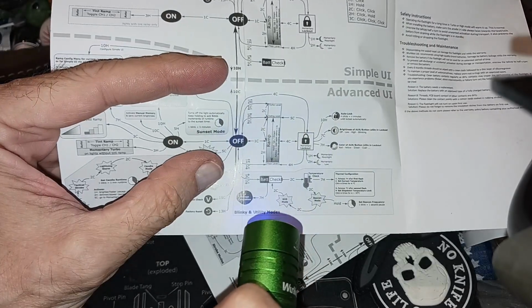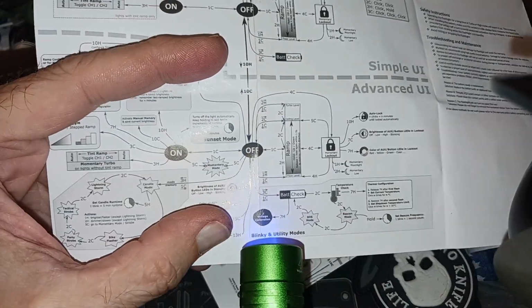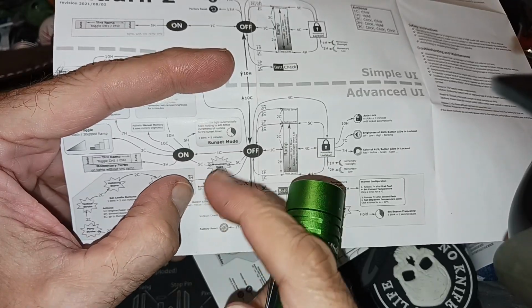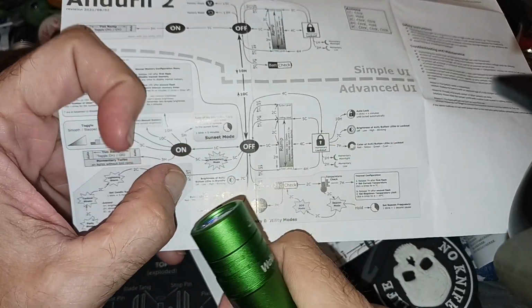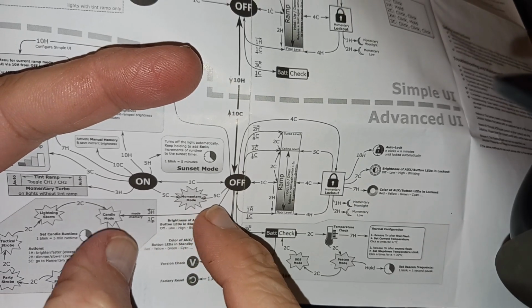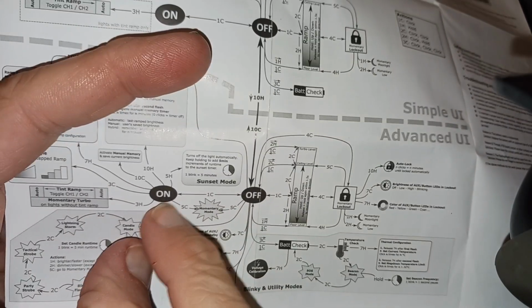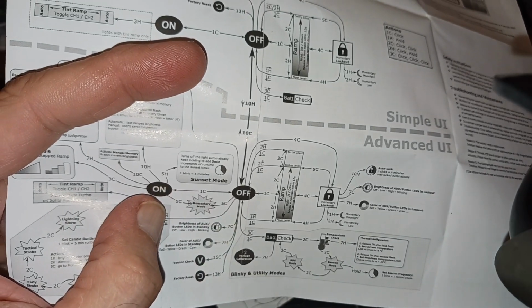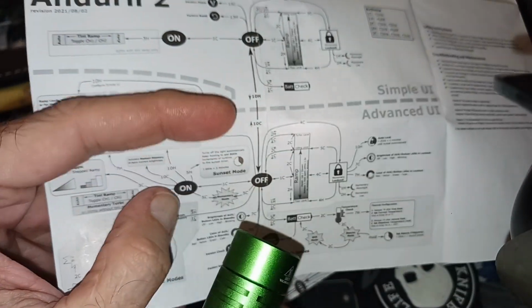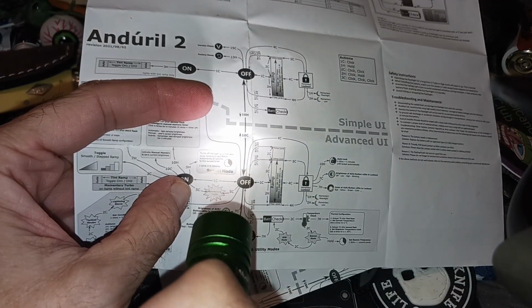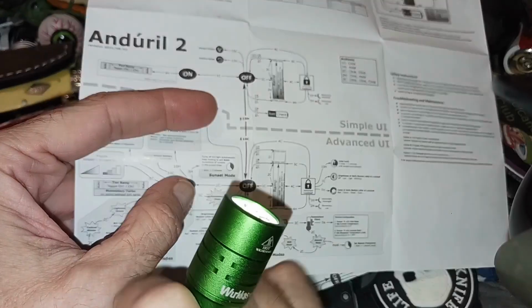From off, let's see. 5 clicks would be momentary mode. Don't do that one. The only way to turn that off is to disconnect the battery. Sometimes you get that by accident, because maybe you're trying to do sunset mode. So you want to do 5 hold, from on, 5 hold. Don't mess it up. 1, 2, 3, 4, 5. Did I do it? No.